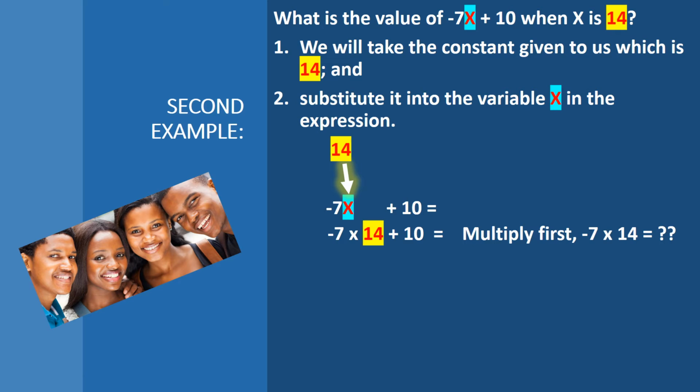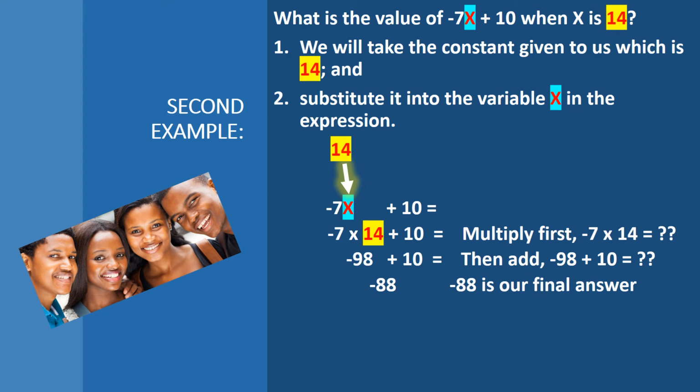So now I look at that series of calculations, and I've got multiplication and I've got addition. I always multiply before I do addition or subtraction. So we're going to multiply first. We get negative 7 times 14, and that is equal to, correct, negative 98. So now we're down to here, negative 98 plus 10. We do that addition, and negative 98 plus 10 is equal to negative 88, correct. Negative 88 is our final answer.